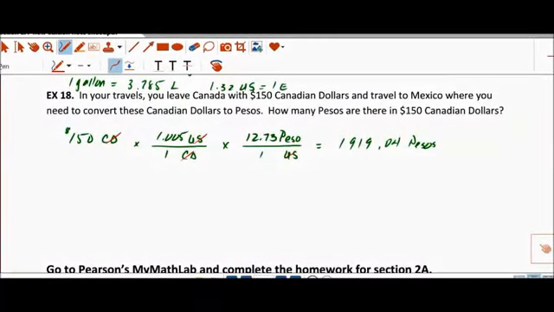So we're left with 1,919.04 pesos. Now when you're working in my math lab, what you'll need to do is read the directions carefully and see how they want you to round this. I would assume that they would prefer the 1,919 pesos without any decimal points.